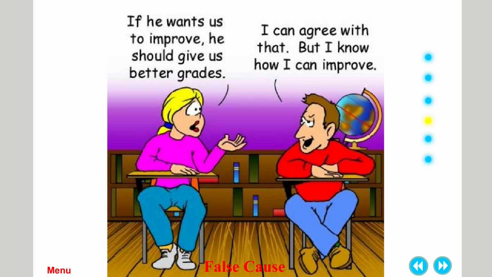So no, she's mistaking the effect for the cause. If he wants us to improve, he should give us better grades. But obviously, that mistakes the effect for the cause, right? In other words, if he wants us to improve, he should give us better grades means you don't improve by having better grades. That's the effect. You need a proper cause, right? Getting better grades does not make one improve.